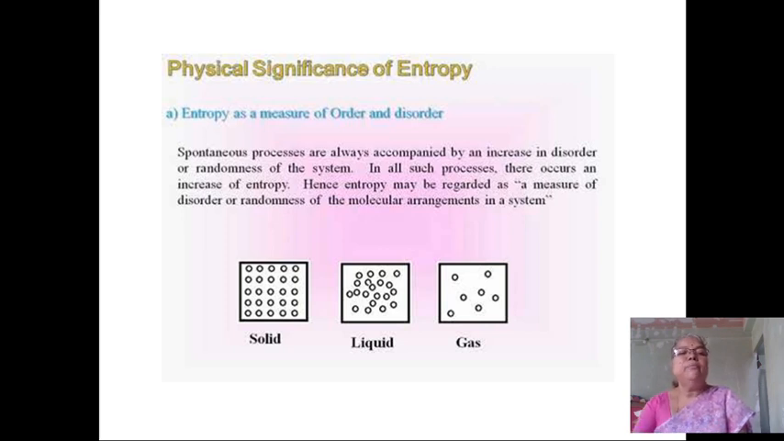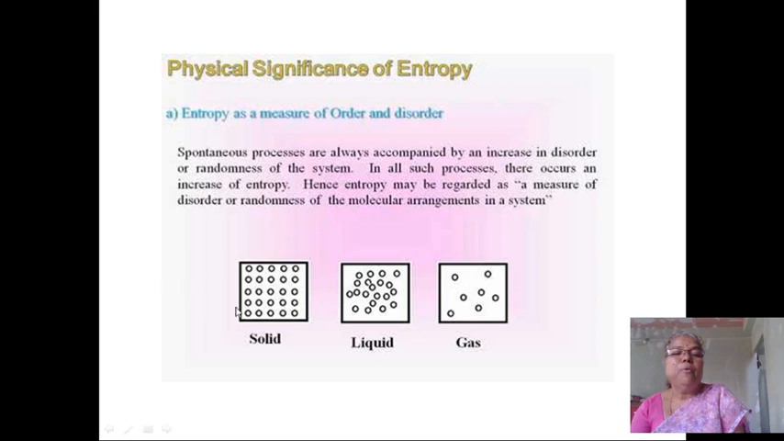In this example, all of you know that spontaneous processes are always accompanied by an increase in disorder or randomness of the system. In all such processes, there occurs an increase of entropy. Hence, entropy may be regarded as a measure of disorder or randomness of the molecular arrangement in a system, and it is explained with this example.